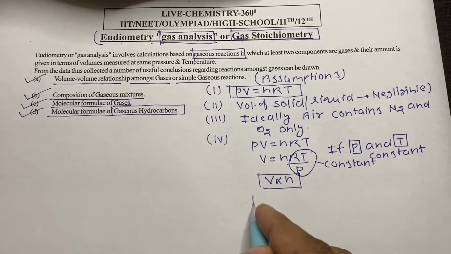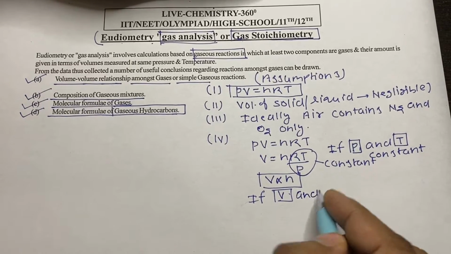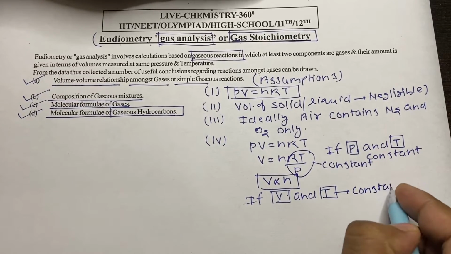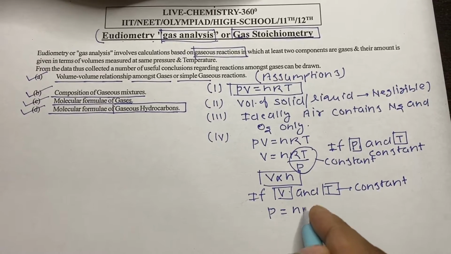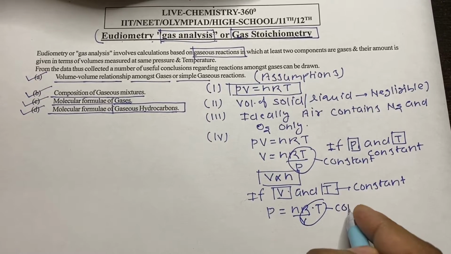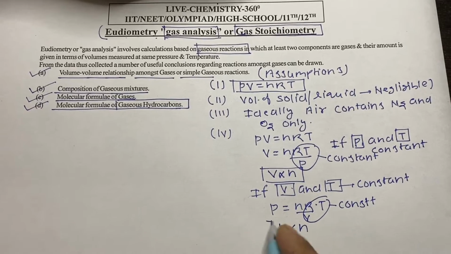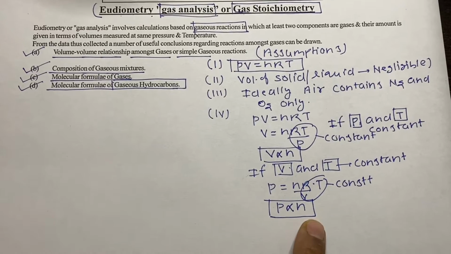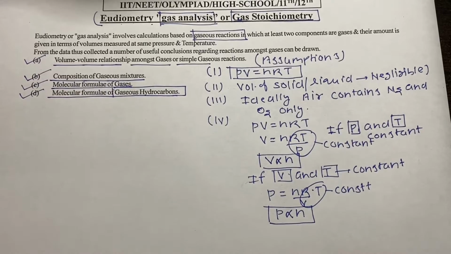Now if V and T, volume and temperature, are constant, we can say that P equals nR by V dot T. So RT by V is constant, so we can say that P is directly proportional to n. So for the gaseous reaction we can say that the mole ratio, which is the stoichiometric ratio, or pressure ratio will be the same. What is meant by this?